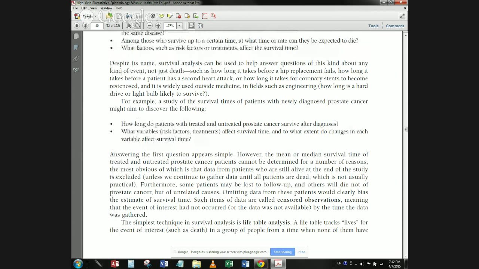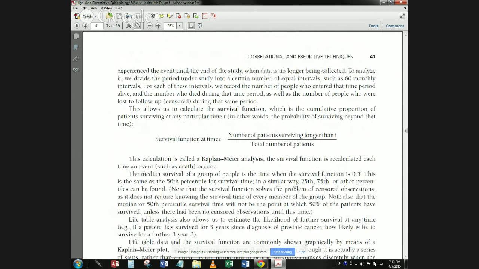A life table tracks lives for the event of interest, such as death, in a group of people from a time when none of them have experienced the event until the end of the study, when data is no longer being collected. To analyze it, we divide the period under study into a certain number of equal intervals, such as 60 monthly intervals. For each of these intervals, we record the number of people who entered that time period alive and the number who died during that time period, as well as the number of people who were lost to follow up or censored during that same period.